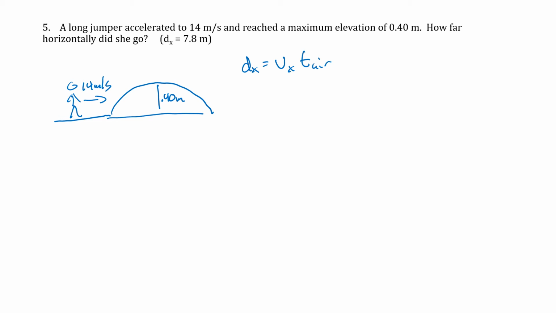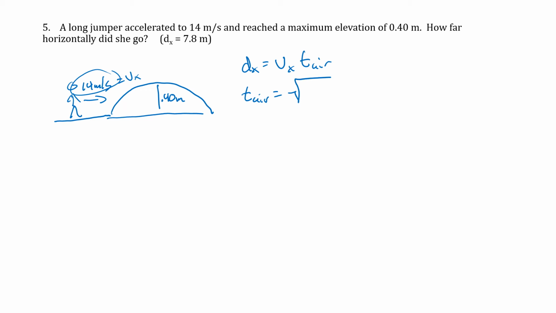Here's where we're going to make a little bit of an assumption that this 14 meters per second is going to stay vx. This is our vx. Even though it's not totally true when the person jumps, some of that motion is going to go into the vertical part. We're going to assume that the long jumper keeps going at 14 meters per second to the right. Okay, now the question becomes t air.